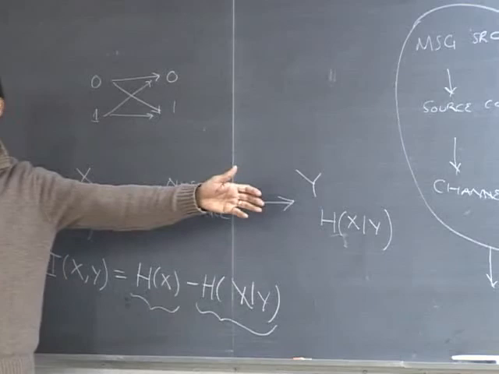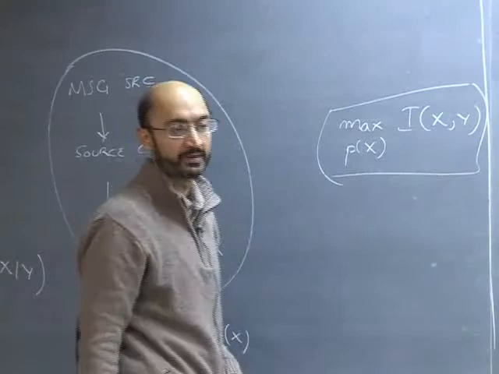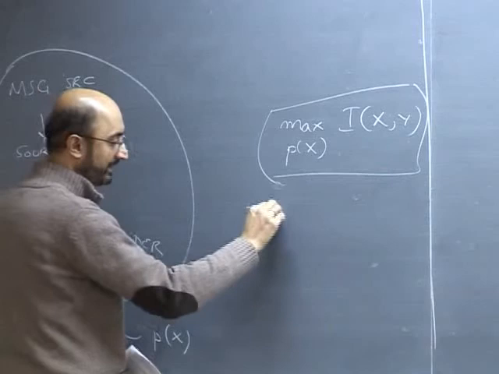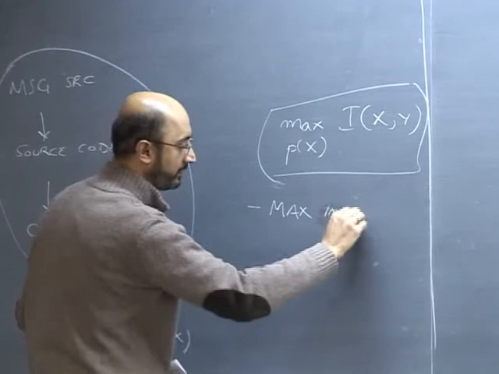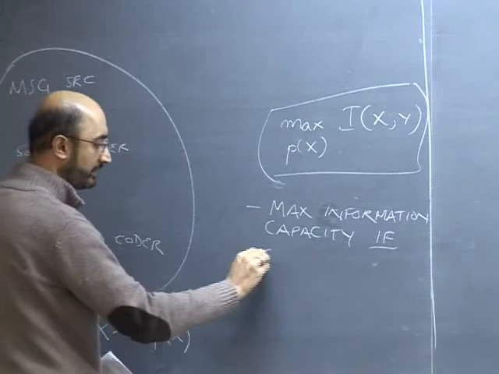Okay, so Shannon's theorem basically says that this quantity over here has two parts to it. This quantity over here is first the maximum possible information capacity, and it's important if the error rate is to be small.